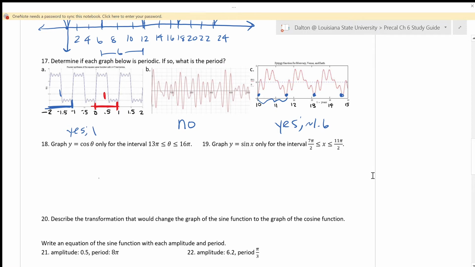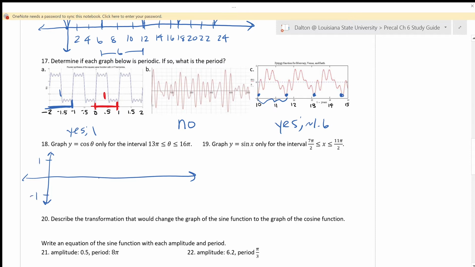Number 18, graph y equals the cosine of theta only for the interval 13 pi is less than or equal to theta is less than or equal to 16 pi. So this one, if you can do 14 and 15, then you could do 18 and 19 with a couple of edits to those graphs. First thing, I'm only changing my domain. So my max is still going to be 1, my min is still going to be -1.